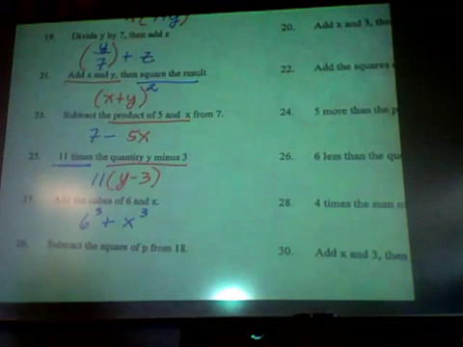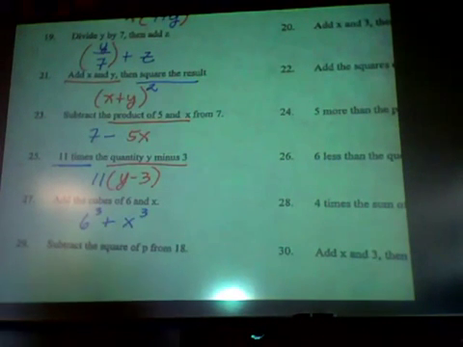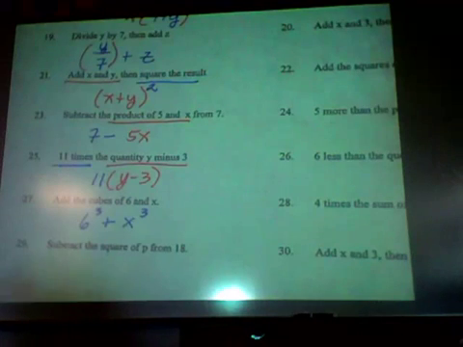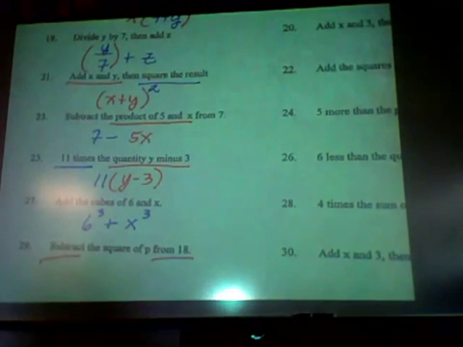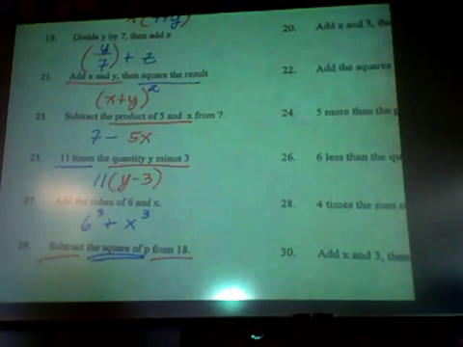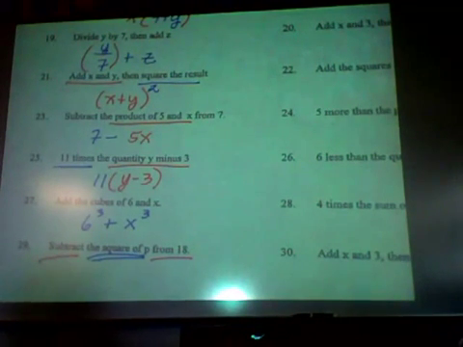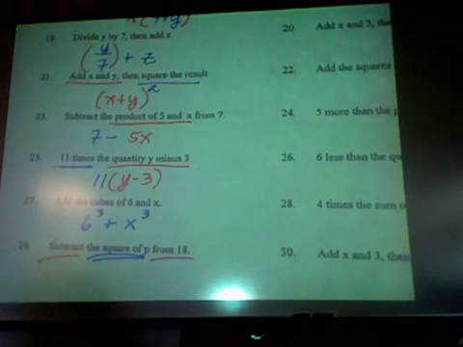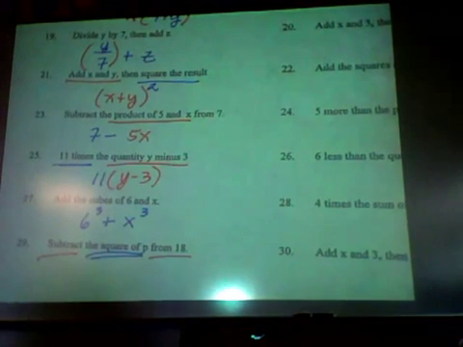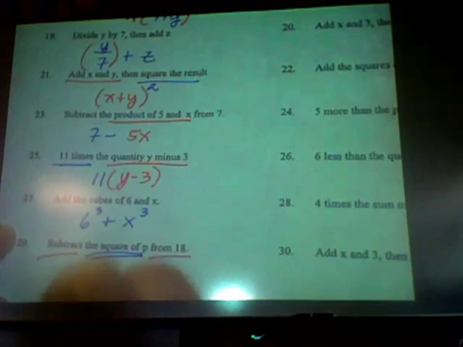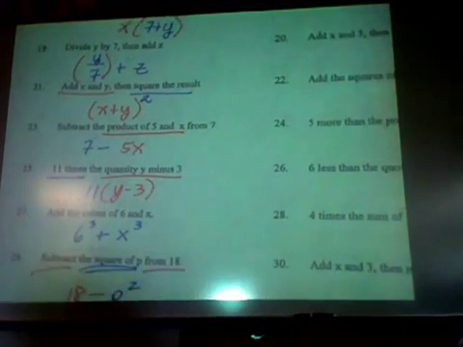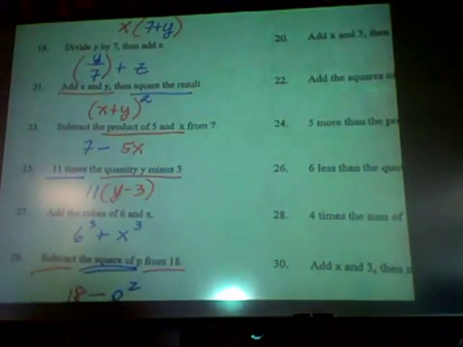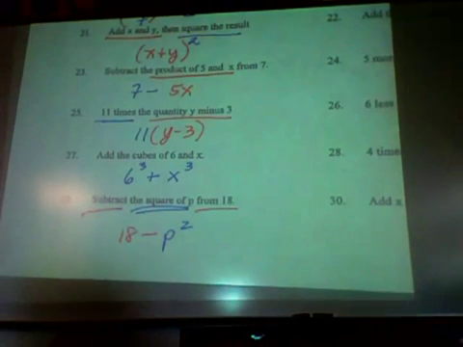And then the last one here, subtract the square of p from 18. So think to yourself, what are you subtracting from what? So what do you think it is? Deshaun, were you saying that? So we're going to take the 18 and subtract from that p squared. He is correct. So we're going to take 18 and subtract the p squared from that.